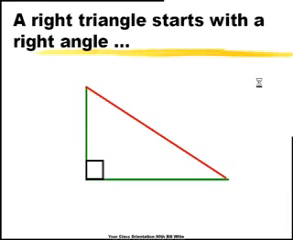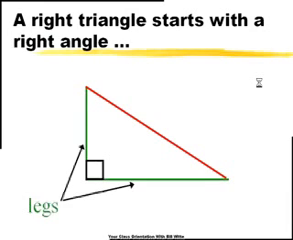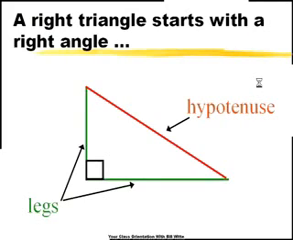Now, we'll need to be able to discuss these sides. The two sides that make up the right angle we'll call the legs. The other side has a fancy name called a hypotenuse. Okay? You'll need to know that.